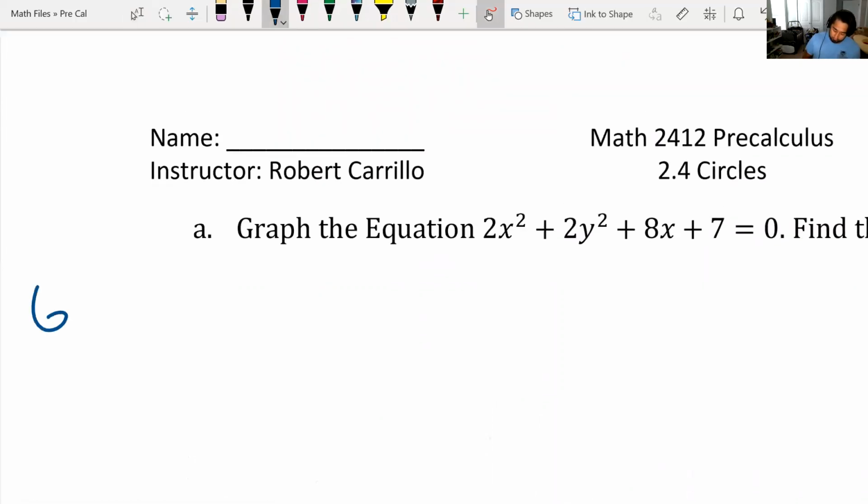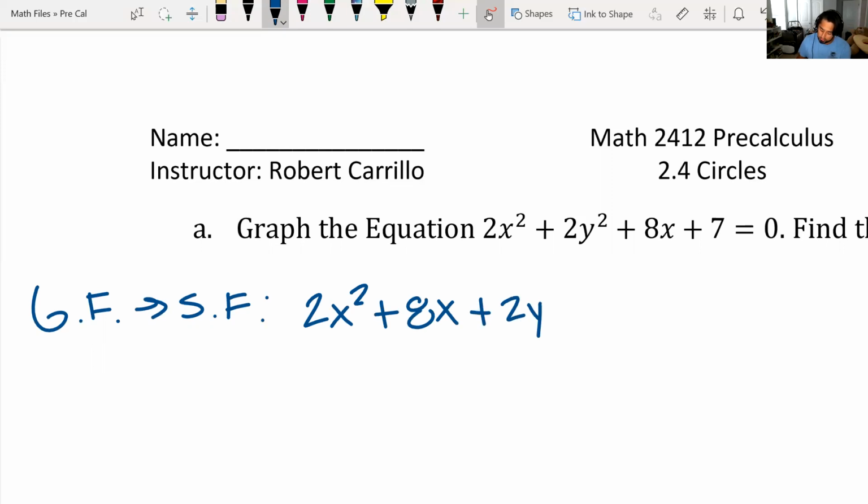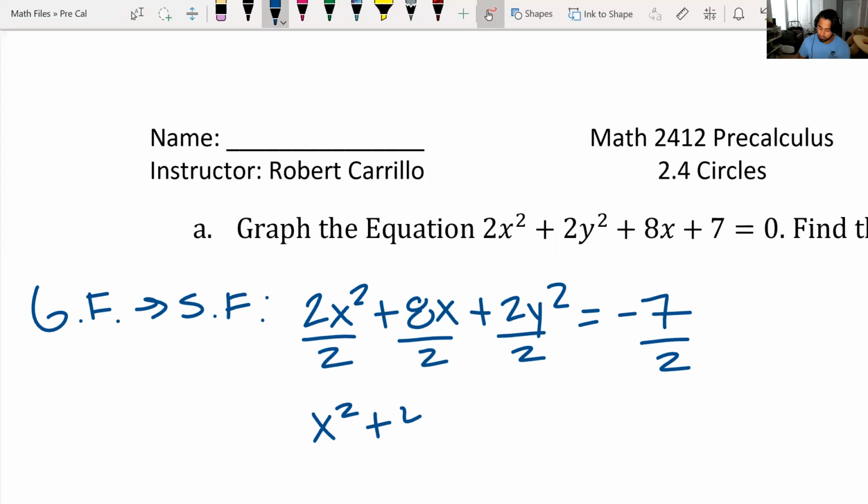All right. General form to standard form. All right, I'll put my x's together and my y's together. So 2x squared plus 8x plus 2y squared, and I'll move that 7 over. 2x squared plus 8x plus 2y squared equal to -7. Okay, and if you notice, everything has a common factor of 2, so why not get rid of it? Divide by 2, divide by 2, divide by 2, and we'll get x squared plus 4x plus y squared equals -7/2.